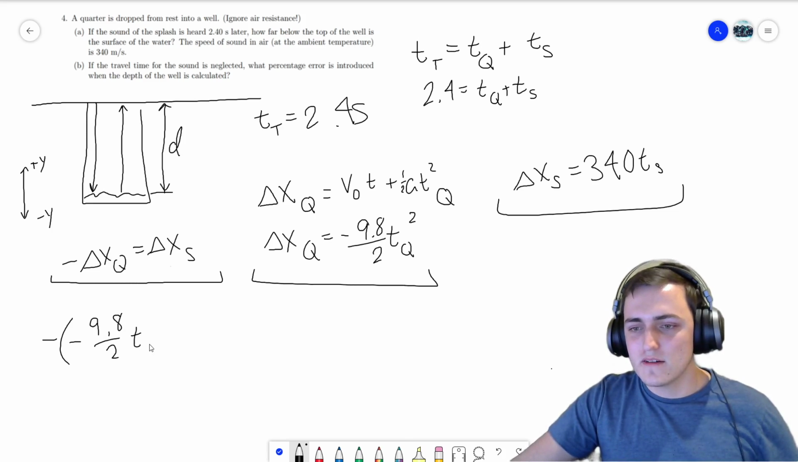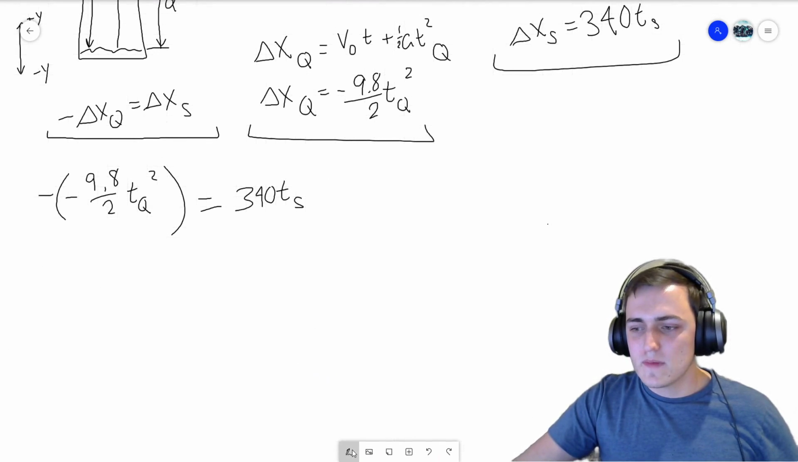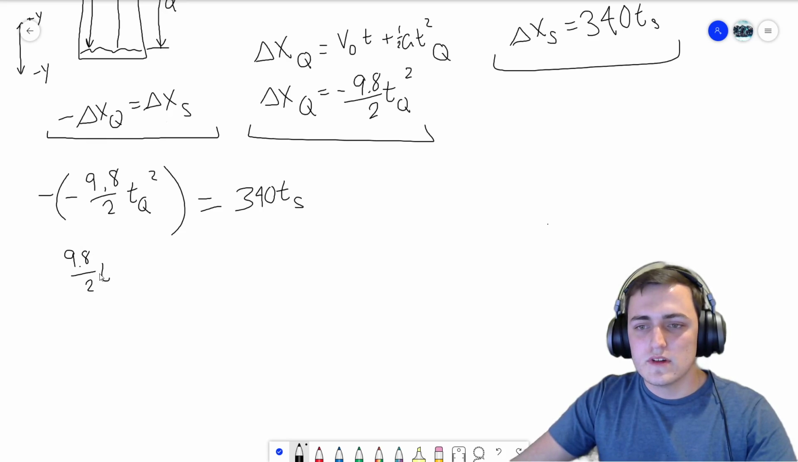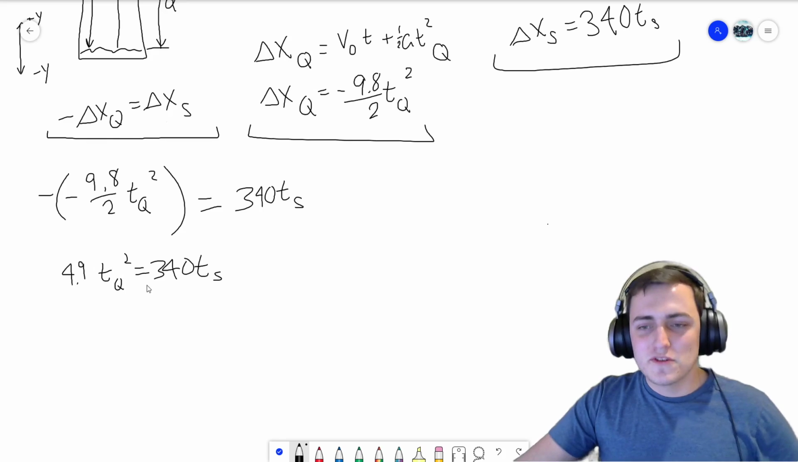We have a double negative there of 9.8 divided by 2 times tq squared, and that is equal to 340 t sub s. Now let's drag this up a little bit. So we have a double negative, and so that becomes a positive. And we end up with 9.8 over 2 times tq squared equals 340 t sub s. And we can go ahead and change that 9.8 over 2 down to just 4.9. 9.8 divided by 2 is 4.9.